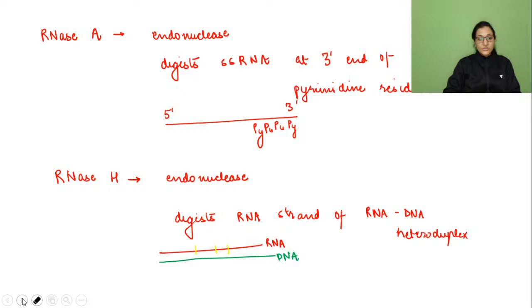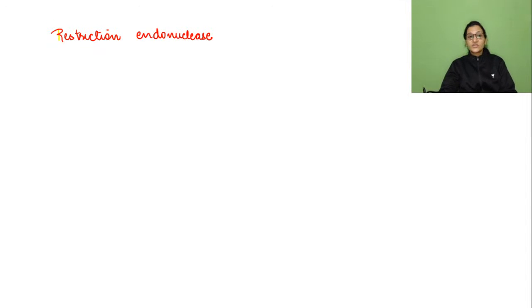After talking about the enzymes responsible for these things, let us move towards another category, which is quite a vast category, and that is restriction endonuclease. The word itself is saying restriction and endonuclease. It's an endonuclease with certain kind of restrictions. So what kind of restrictions? It is a sequence specific endonuclease which can cut only at specific sequences. That is why the word given is restriction endonuclease.